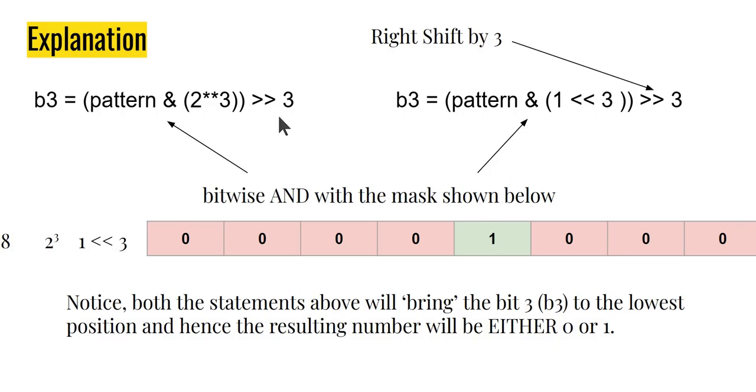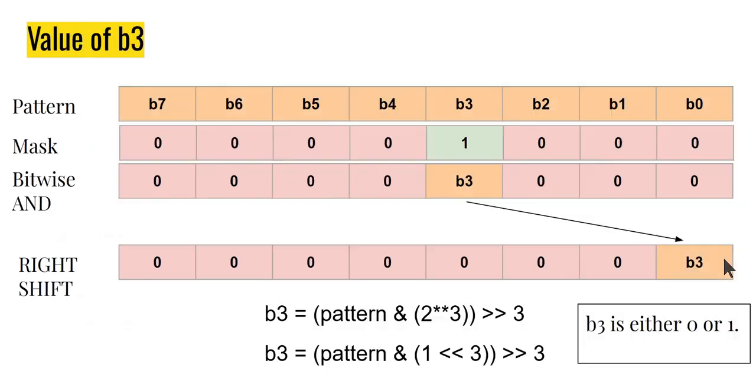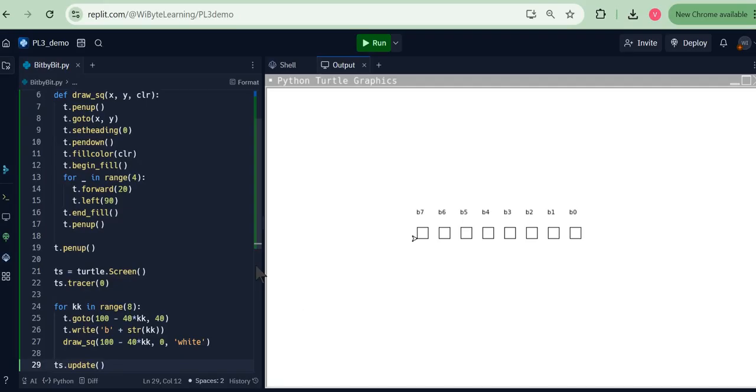Having done this, I will right shift this whole thing by 3 so that this bit, whatever it is, comes to the lowest position. That's the idea which I tried to illustrate here. Putting this in code becomes something like this. Think through this a little bit. Very interesting, good usage of bitwise operators. Let's now see this in code.